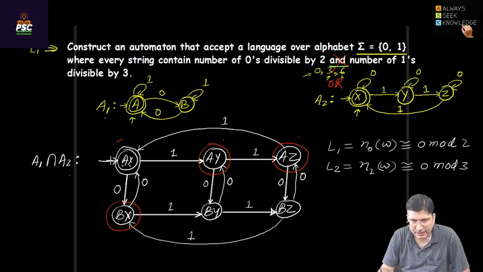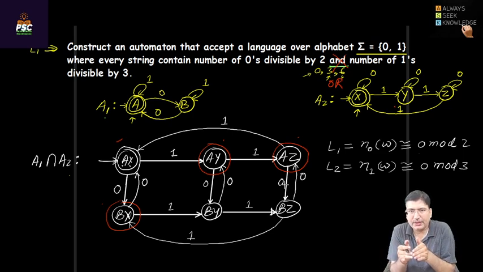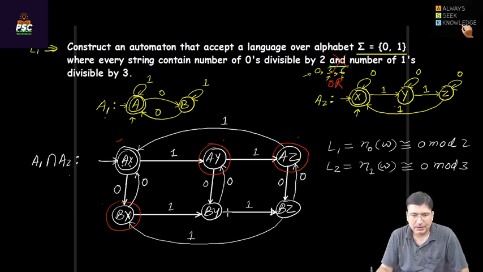Now this particular transition diagram will be the same whatever operation you perform, whether union, intersection or difference. The only changes you need to make in this diagram are in the final states. The initial state is also fixed, where the combination of initial states of both automata will be treated as the initial state of this automata, right?